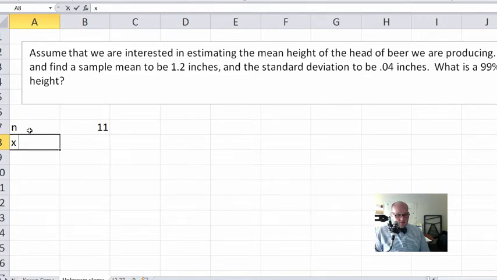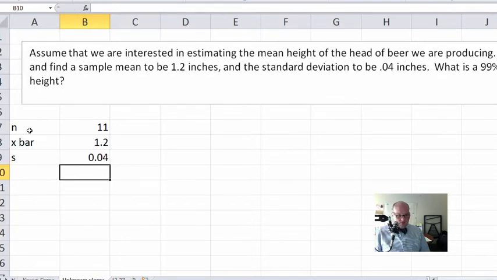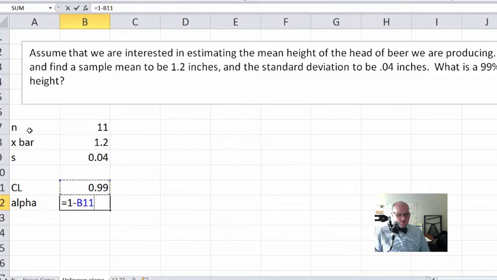We find an x bar from our sample mean equal to 1.2 inches, and a standard deviation of the sample, s, of 0.04. So this is not sigma, this is the sample standard deviation. All right, so we don't have the population standard deviation. This is more realistic, we don't know it. We want a confidence level of 99%, which gives me an alpha of 0.01.